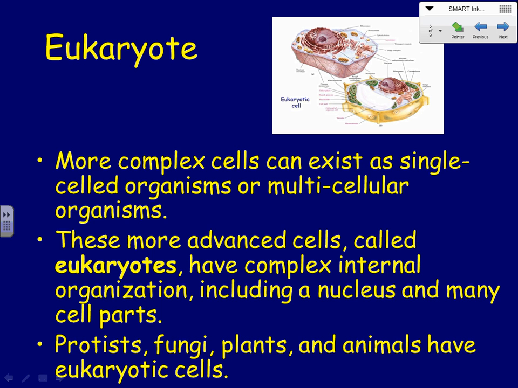So eukaryote, more complex cells, can exist as single-celled organisms or multicellular organisms, so they're more complex. These more advanced cells, called eukaryotes, have complex internal organization, including a nucleus and many cell parts.